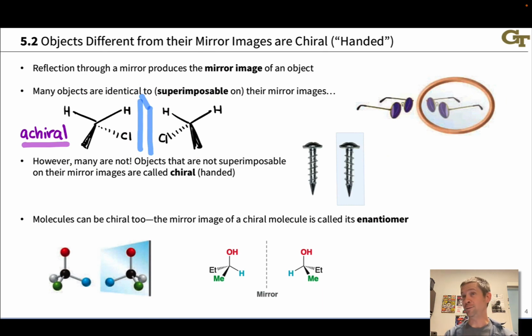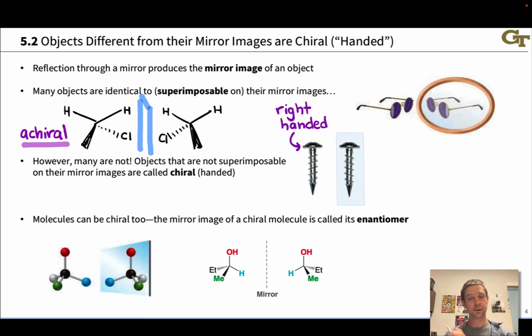Now, there are many objects from everyday life and many compounds in organic chemistry that are not identical to their mirror image, and we call these chiral or handed. A classic example of a handed object from everyday life is a screw.